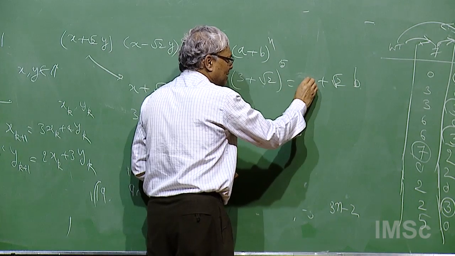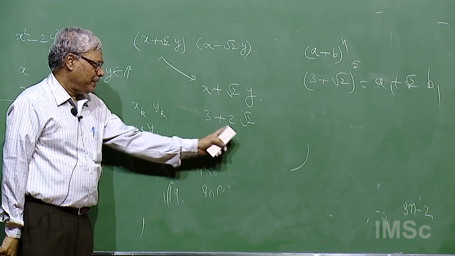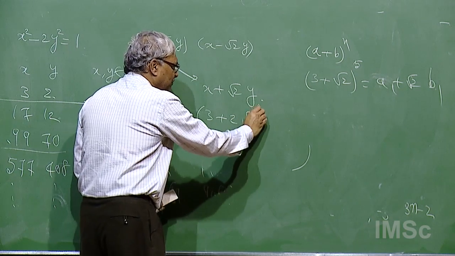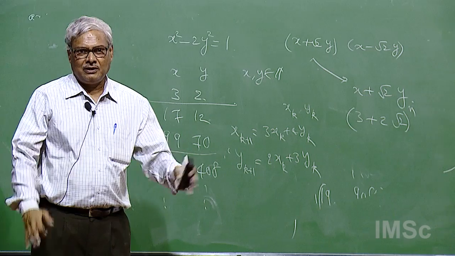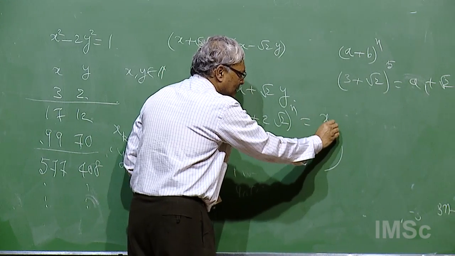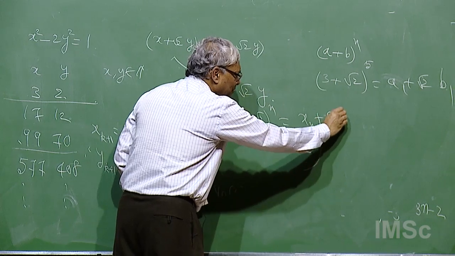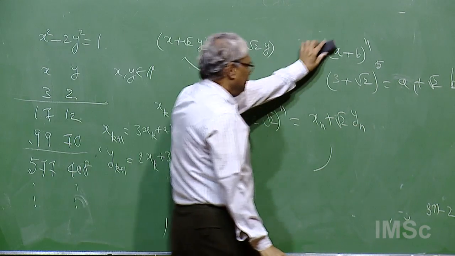Well, let me write some other numbers, a1 and b1. Okay, now we are going to expand the nth power of this number and look at the right side. Okay? So if I expand this, you will get some integer, let me call it xn, then root 2 times yn.